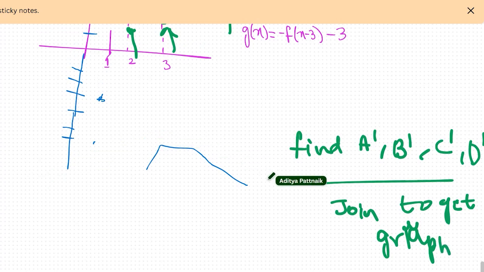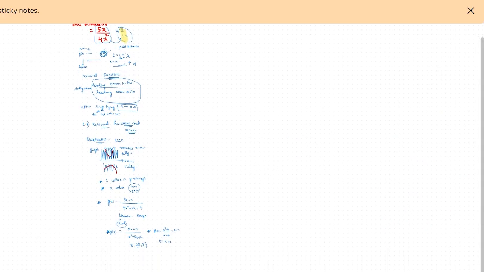So let's go to page number 2. Let me erase this.